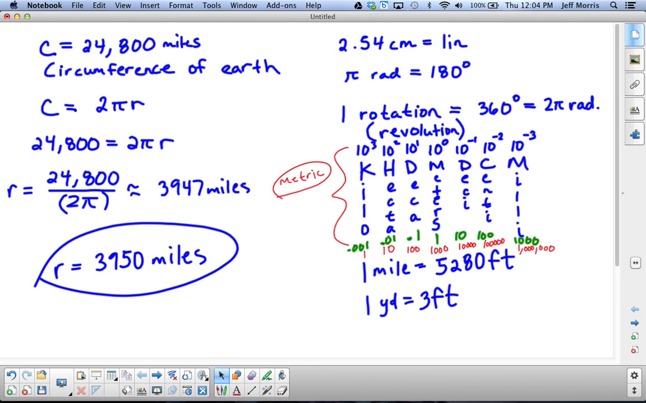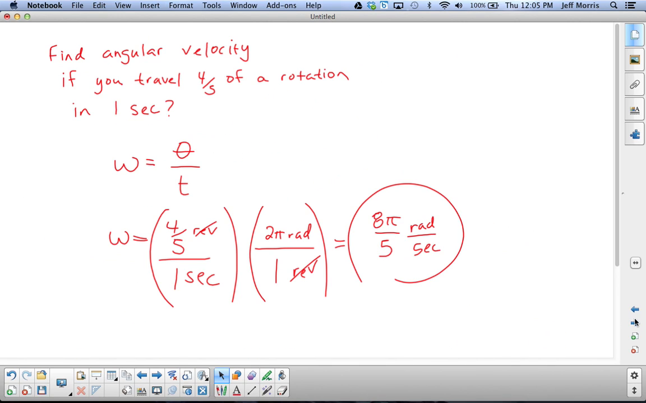All right, real quick. 1 mile is 5,280 feet. Everybody got that one? 1 yard is 3 feet. Everybody got that one? I hope. Those are the common measurements you'll need to be converting between. Ready to do a couple examples? You gotta go quick. All right, I want you to find the angular velocity.